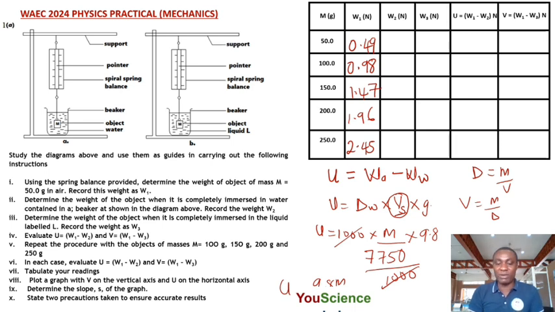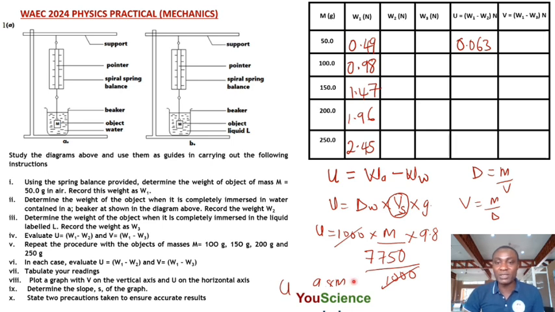So I'll just plug in my value. I'm going to have 9.8 times 50, that's the first mass, divided by 7750. That gives me 0.063. So I'm going to record 0.063. What I have is 0.0632, so I'm recording that to 3 decimal places. Okay, so that's cool. For the next one, just change the mass.